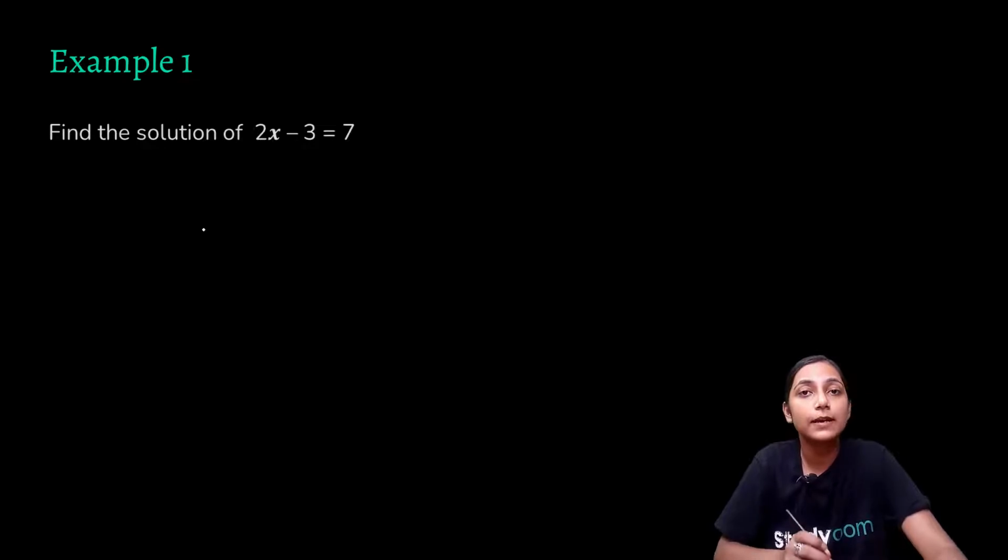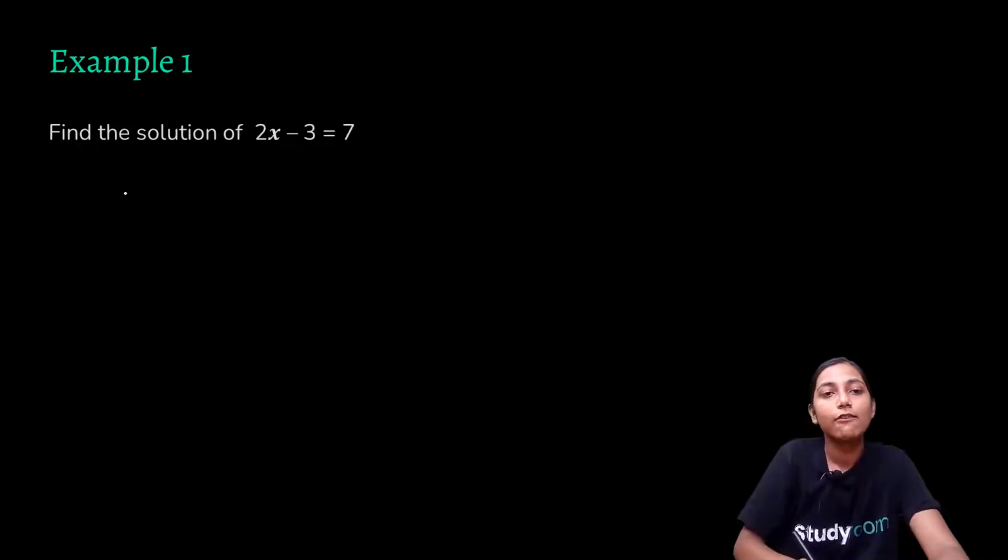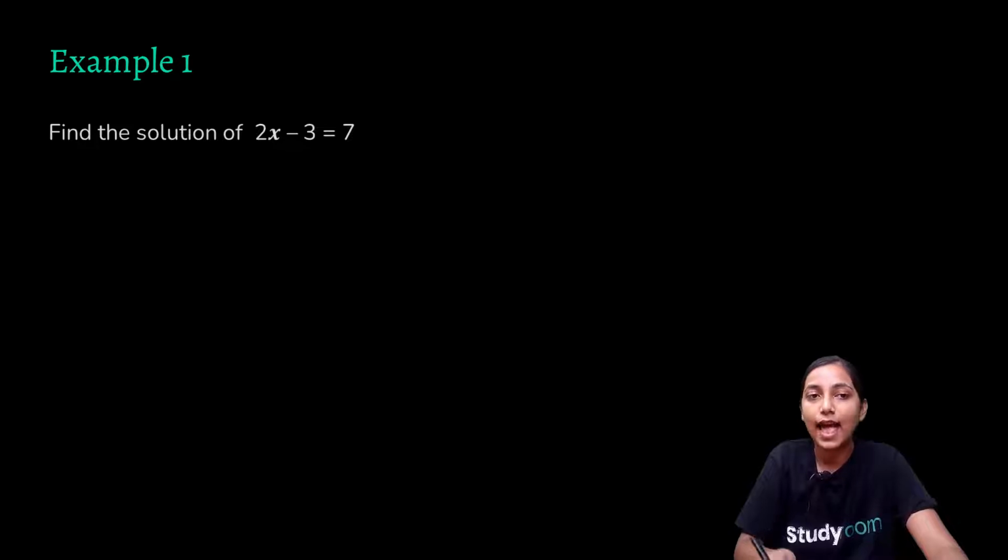What is the first step that we have to do here? You can just revise from the previous slide that our first step will be to keep all the constants on the right hand side and the variables on the left hand side. Since we have only one variable, the term 2x will be kept on the left hand side, while this minus 3 will go to the right hand side and become plus 3. This will be 2x equals 7 plus 3, that is 10.